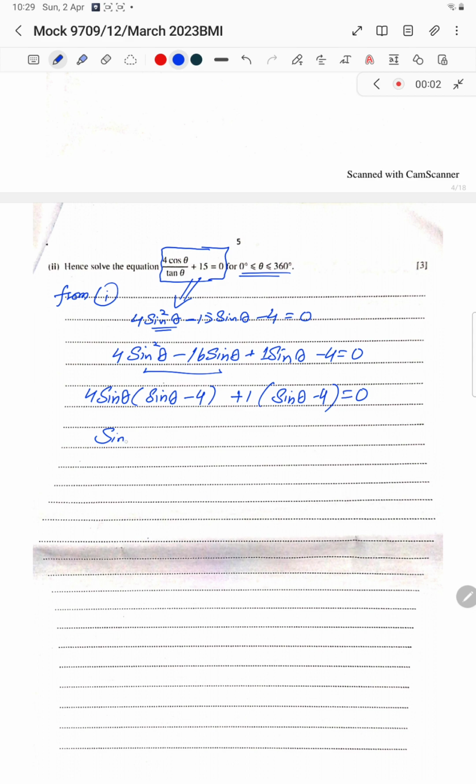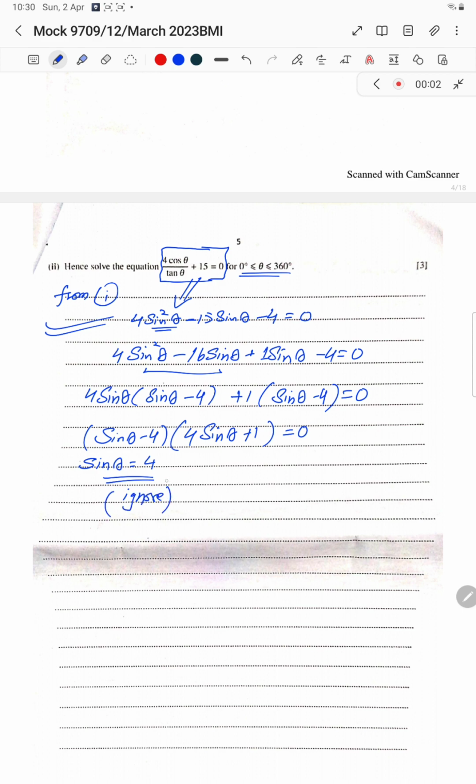Furthermore, simplification will give me the factors. So these are the factors or roots of this equation. Now we need to solve them. Once we put sine theta equal to 4, you know the range of the sine function is -1 to 1, so you will ignore this because it's bigger than that, so ignore it.